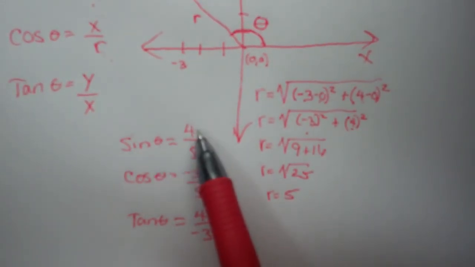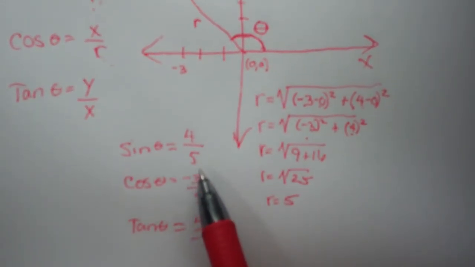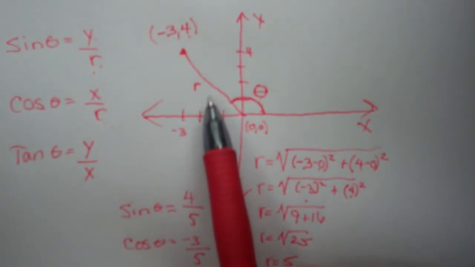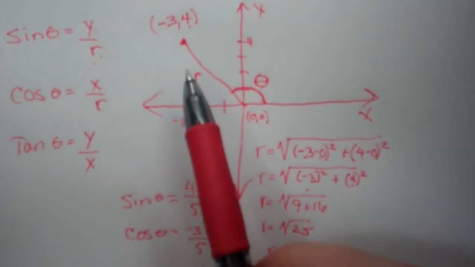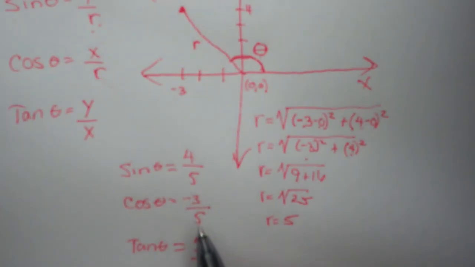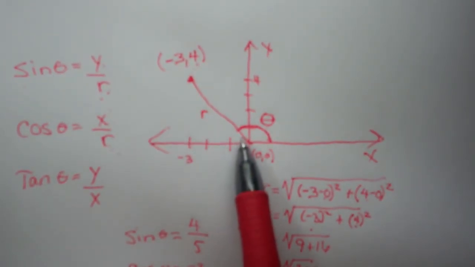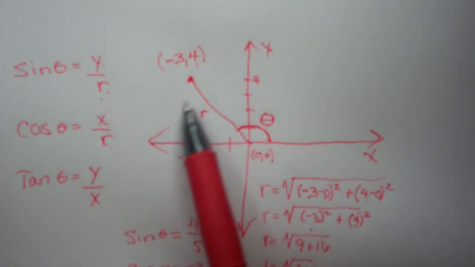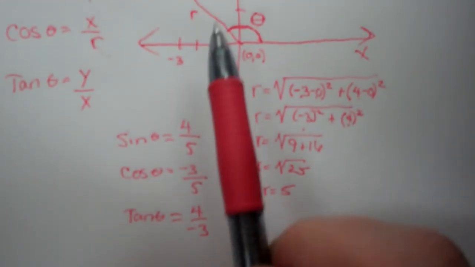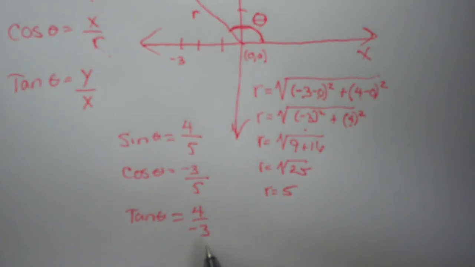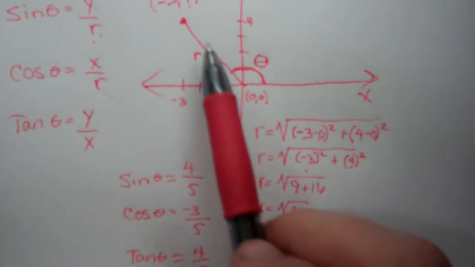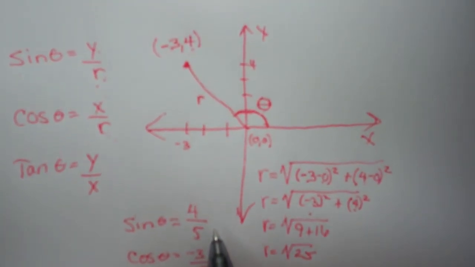Notice a couple of things. First of all, the sine of theta is 4 over 5. That's a positive number. And here we are in the second quadrant where the sines are positive. The cosine of theta is -3 over 5. That's a negative number. And here in the second quadrant, we would expect the cosines to be negative. The tangent of theta is 4 over -3, and the tangent is also negative here in the second quadrant.